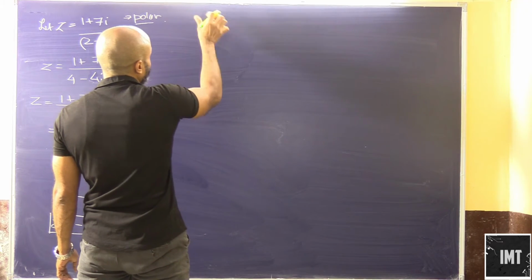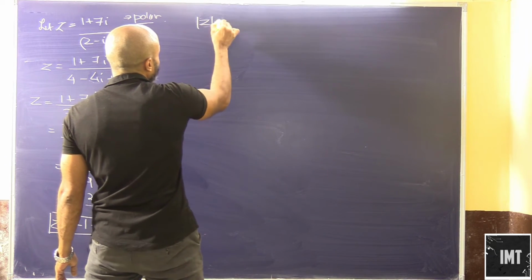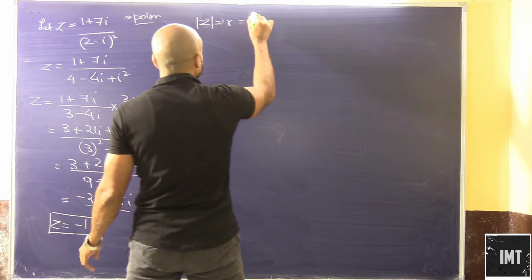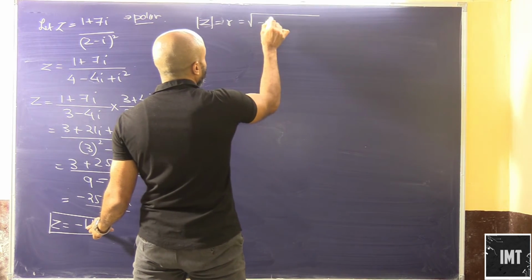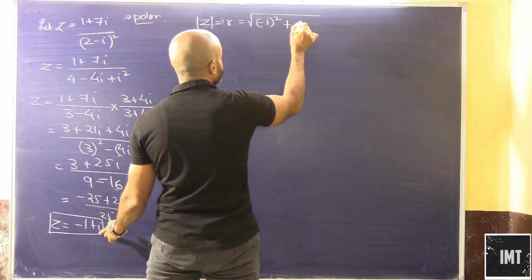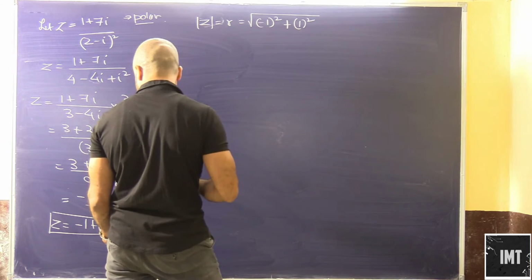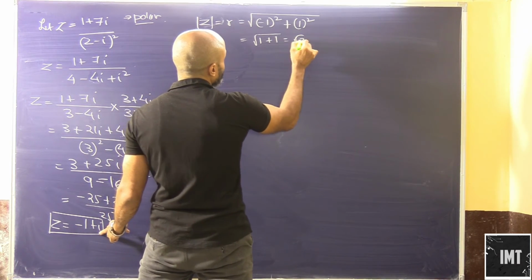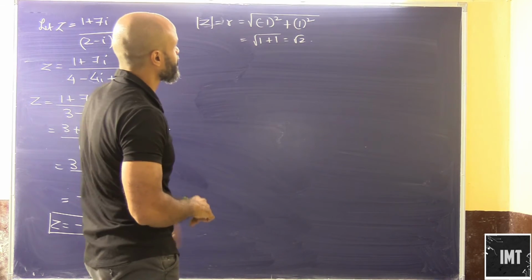So first of all we have to find out the modulus. What will be the modulus of Z, which we also call R? This will be just the minus 1 square plus what is this coefficient? This is 1 square. Okay, so this will be 1 plus 1, that is under root 2. So the modulus here is under root 2.